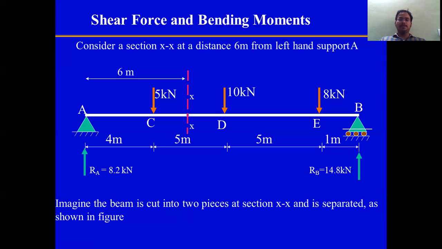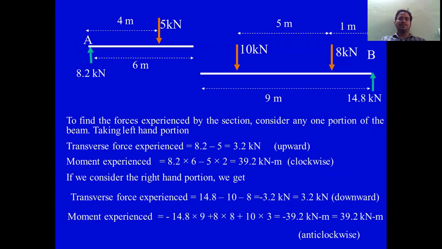In this problem, in this analysis, the sectioning is shown in between C and D. Some sectioning is taken, you just represent the section plane, and you draw the free body diagram separately. From the left portion we have drawn a separate figure, and for the right portion we have drawn a separate figure.